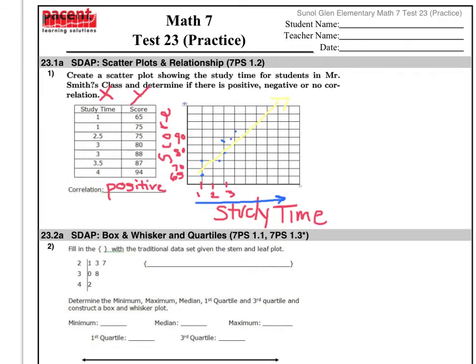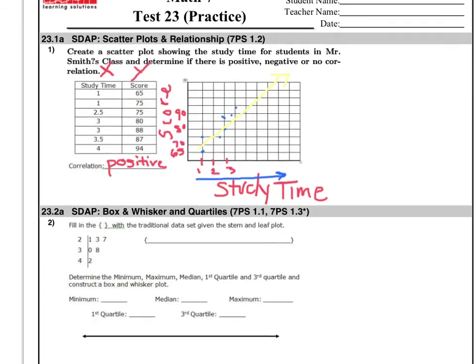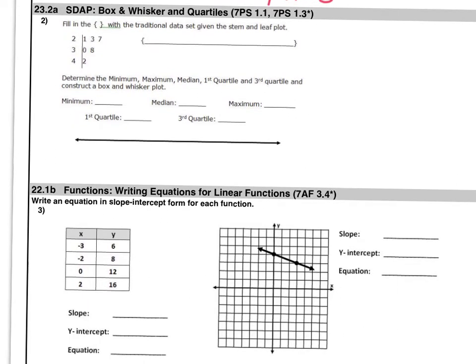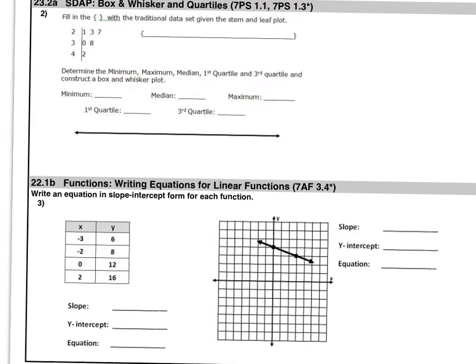Okay? And now we get to move on to problem number 2. So problem number 2 says, fill in the parentheses, okay, and you can see them right here. Whoops, let me get a pen color. You can see them right here and right here. Those are the parentheses with the traditional data set given the stem and leaf plot.